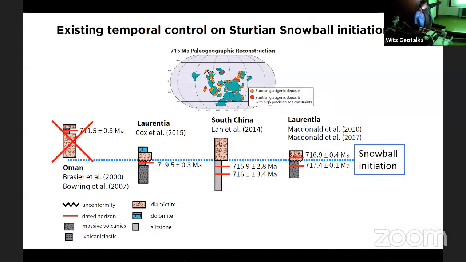The next is in Laurentia, which is northwest Canada, and here we've got a date on volcanics, but it's below an unconformity with the glacial rock. So again, we don't know how much time is encapsulated in that unconformity. In South China, there are some dates, but they were relatively low precision, so that's not very useful. But then the gold standard is also from Laurentia, where we have a date within the diamictite and a date below in the volcanics. That actually constrains when this Sturtian started in Laurentia, which is now northwest Canada. So we know in Canada it started between 717.4 and 716.9 million years ago.